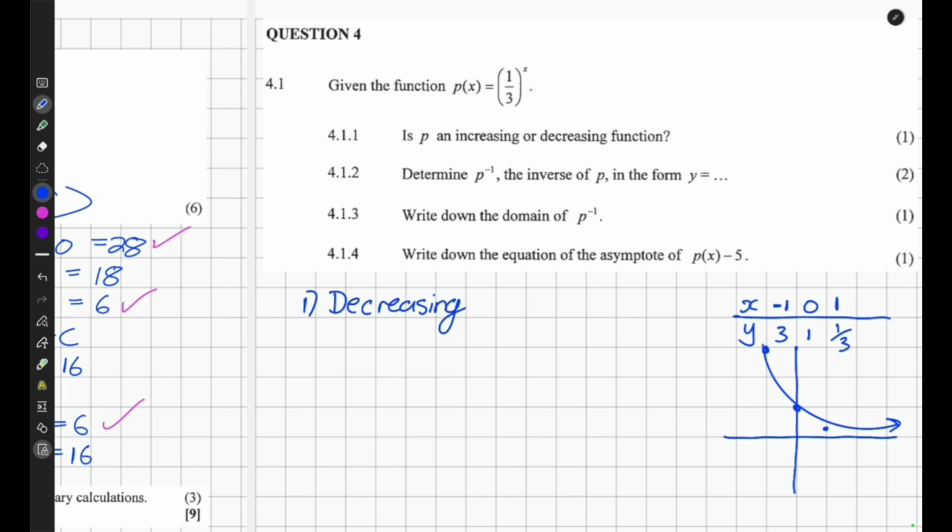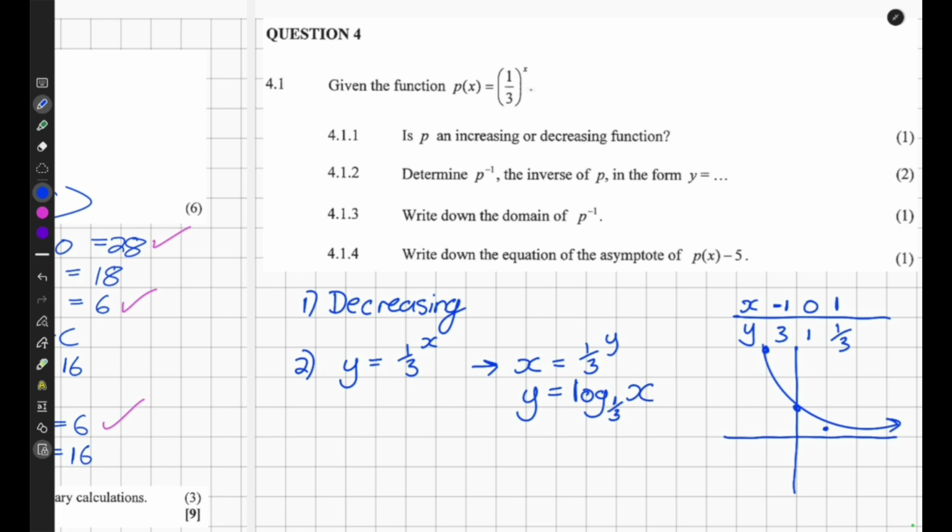Determine the inverse of p in that form. So this is from chapter 2, and if I write this normally as y equals 1 over 3 to the power x, with the inverse, x and y would swap, so that would be x is equal to 1 over 3 to the power y, and then it becomes a log sum. So I put in a log, the base stays the base, and the other two swap around. Now they said leave it in the form of y equals.